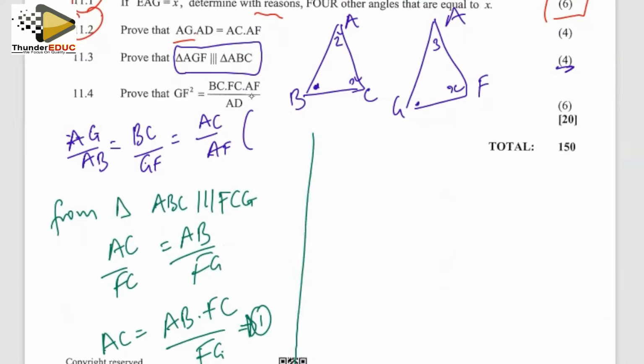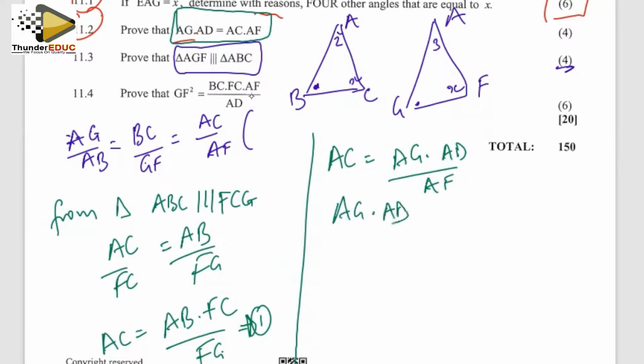I can call this my equation number 1, or just the starting step. Then 11.2, we had this. Let's also generate something from this. So from here, let me make AC the subject, which means it's going to be AG multiplied by AD over AF. Then I'm going to equate the two, because it's AC and AC. So I have AG times AD over AF is equal to AB multiplied by FC over FG.